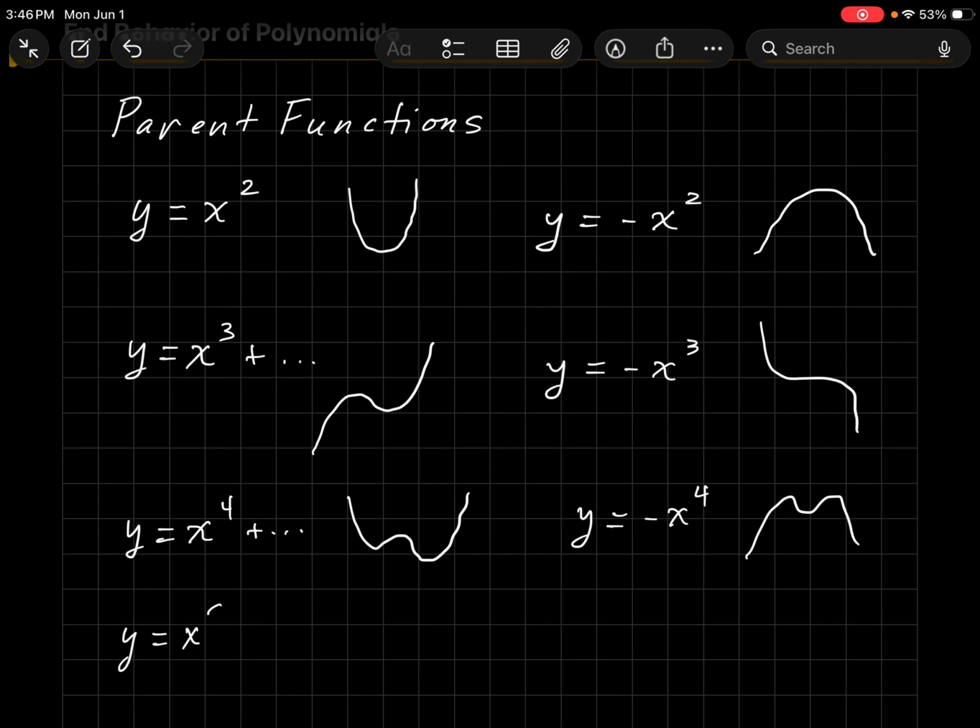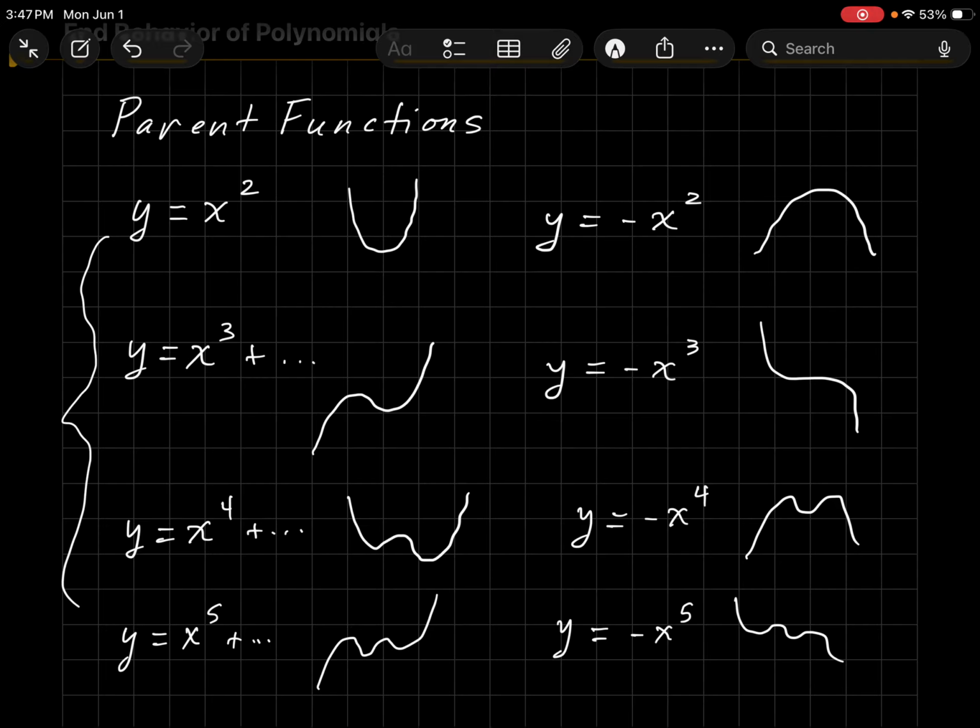Y equals x to the fifth looks basically like an x cubed, but maybe has a couple more twists and turns in it. And you can continue on as far as you need. Now, I highly recommend that you know the parent functions, just the basic shape of all of your polynomials. Of course, in practice, we rarely go beyond fifth degree, because there's so much you can know simply by knowing the parent function.